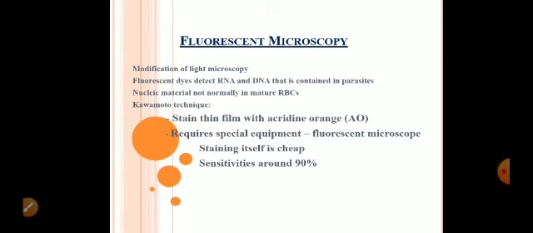Kawamoto technique is used. Stain thin smear with acridine orange. It requires special equipment; fluorescent microscopy is needed. The stain itself is cheap and sensitivity is around 90% by fluorescent microscopy.